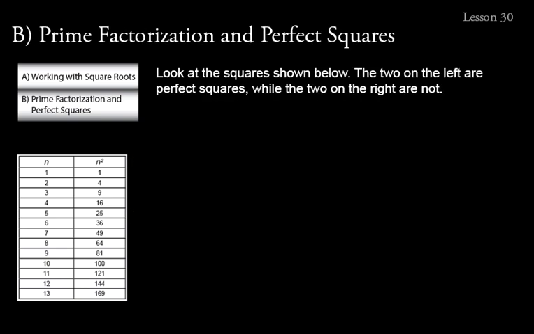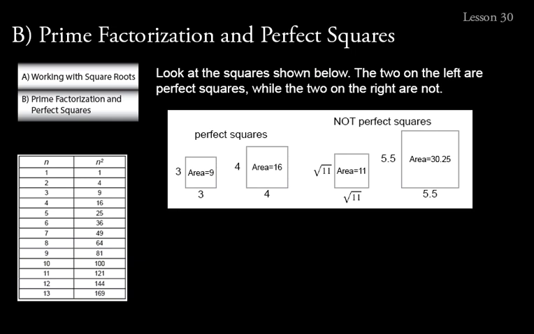Moving on to part B, prime factorization and perfect squares. Look at these different squares. The two on the left are perfect squares, and the two on the right are not perfect squares. They're still squares, they're just not perfect squares. Do you see the difference? Everything about the two squares on the left is perfect, meaning no decimal values, no weird square root values for sides. Like here, the square root of 11 is the side. The area is nice, it's just 11, but the sides are kind of weird. They have the square root symbols around them. The other one has decimal values everywhere, so those aren't perfect squares. We mentioned that in part A, but sometimes it just helps to see what we're talking about.